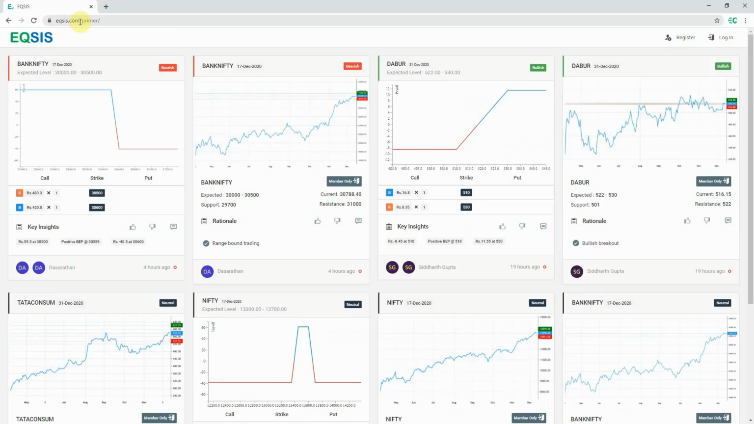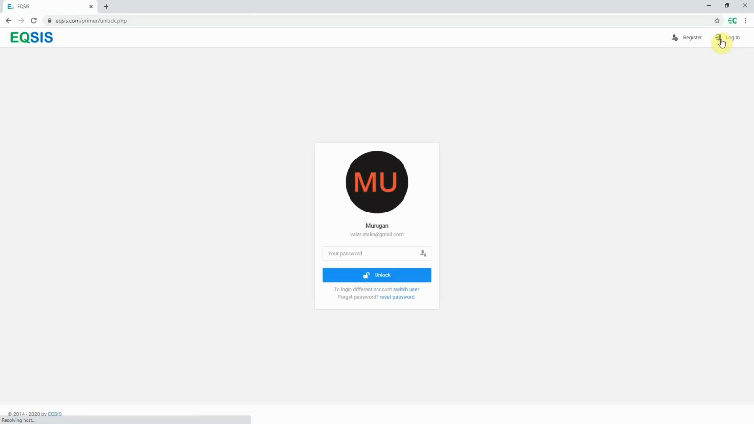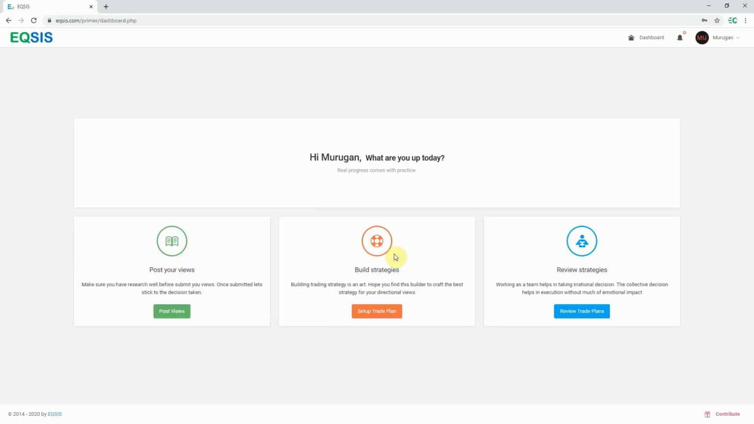Okay, so I'm actually taking EQSIS primer in order to practice this. I'm just gonna log into this. Now, this is just a practice portal, and those who got trained by us will also be practicing in the same portal.